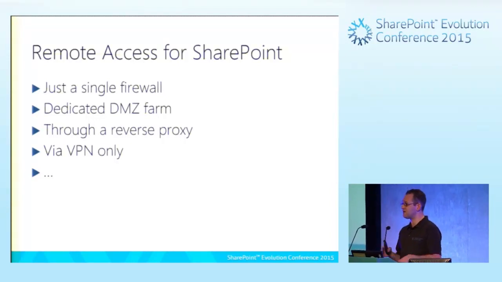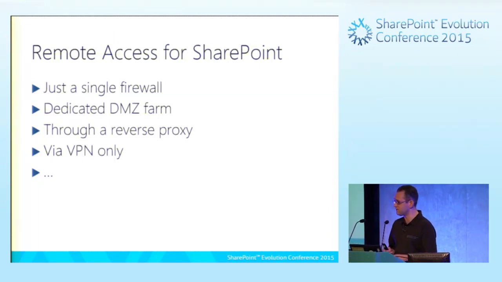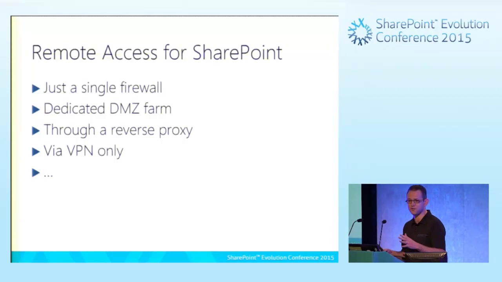You could have a dedicated DMZ farm. There are also all kinds of very interesting topologies that you can find on TechNet: back-to-back, edge firewall, perimeter, etc., all nice options. You could use a reverse proxy like we are going to do right now to proxy requests that are coming in from the internet back to your SharePoint box, wherever it's supposed to be. Or you could use options like VPNs or direct access. There are a lot of options.